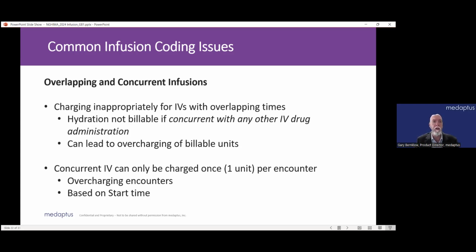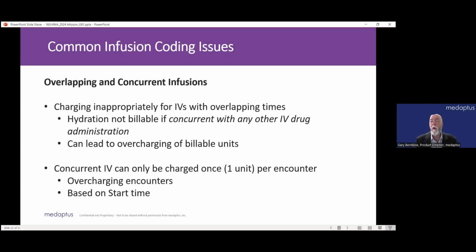We don't typically see overcharging in a lot of our audits. Usually they don't bill for it at all. Organizations will say, well, if I can't easily figure out what the duration is during an overlapping thing, I'm just never going to bill it. And that's fine. You're not in any danger of a RAC audit there, but you are probably losing revenue also. And there's a very specific code for concurrent IV.